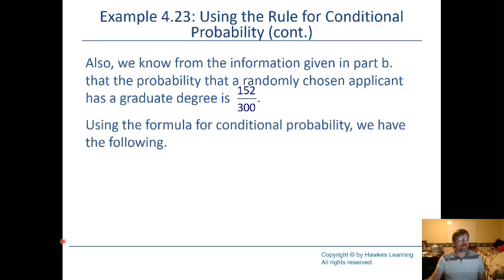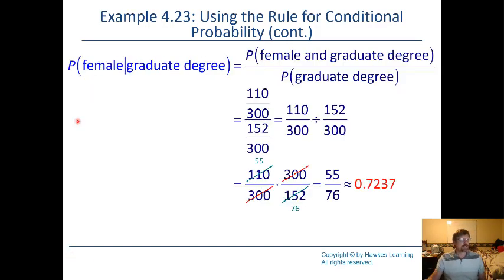So we've got that same formula. Female after choosing graduate degree is female and graduate degree over graduate degree. So again, 110 over 300 divided by 152 over 300. Invert and multiply, cancel the 300s. Those again are both even numbers, so we can simplify a little bit by dividing by 2, and we get 55 over 76, or roughly 72%.